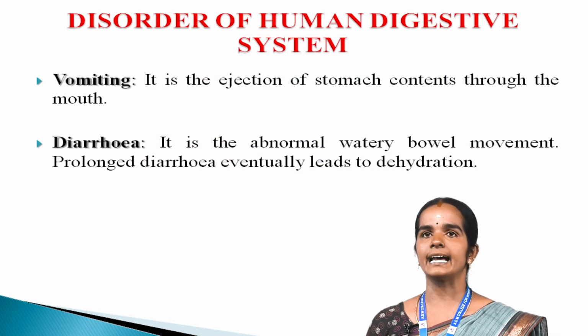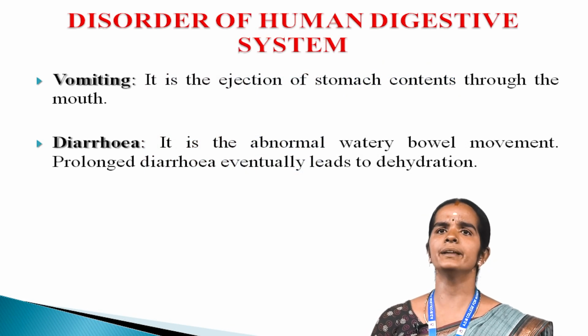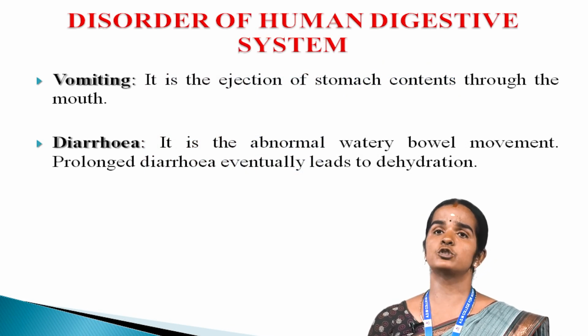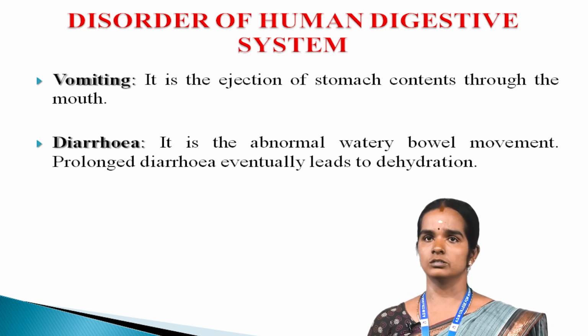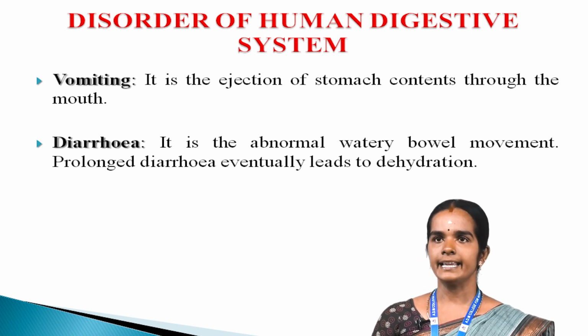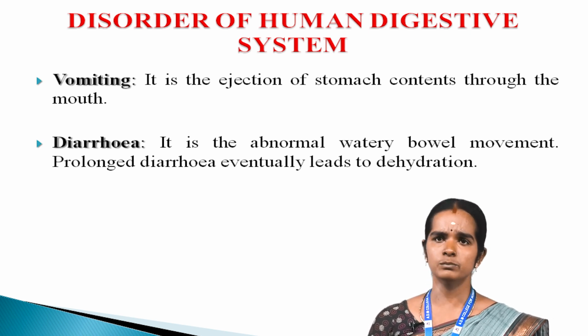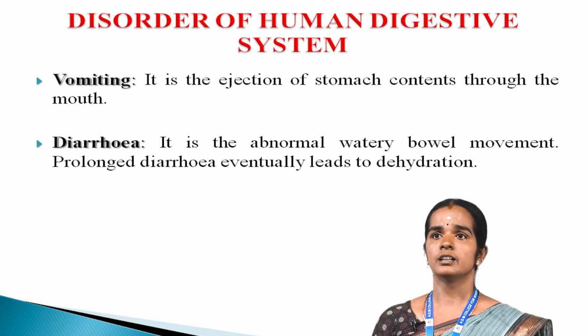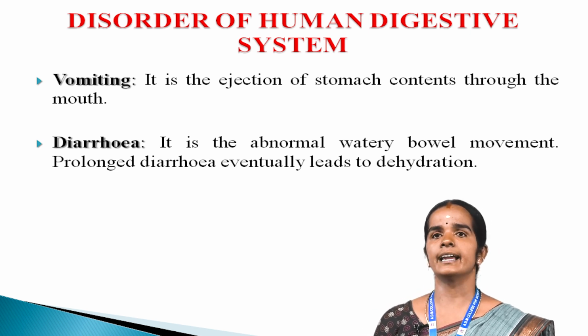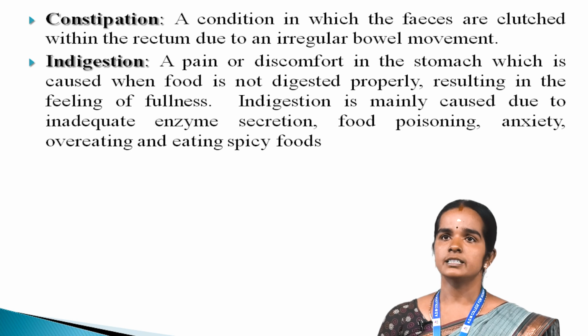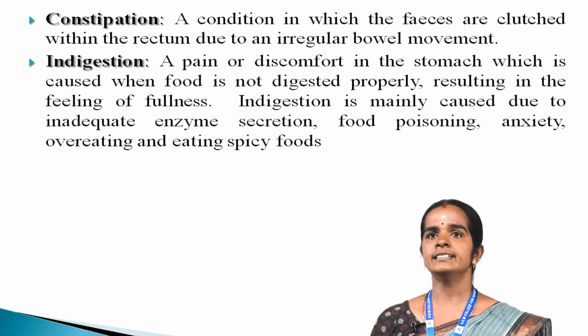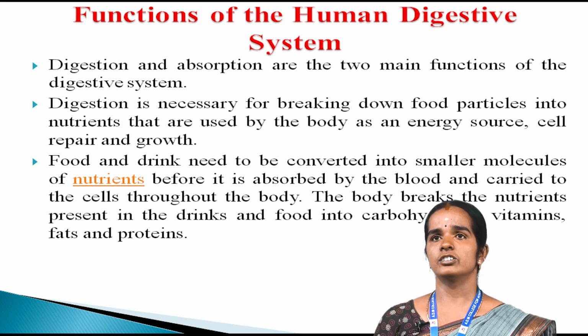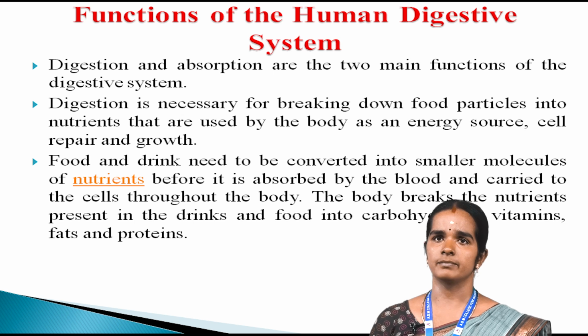Disorders of the human digestive system. Vomiting. It is the ejection of stomach contents through the mouth. Diarrhea. It is abnormal watery bowel movement. Prolonged diarrhea eventually leads to dehydration. Constipation and indigestion.